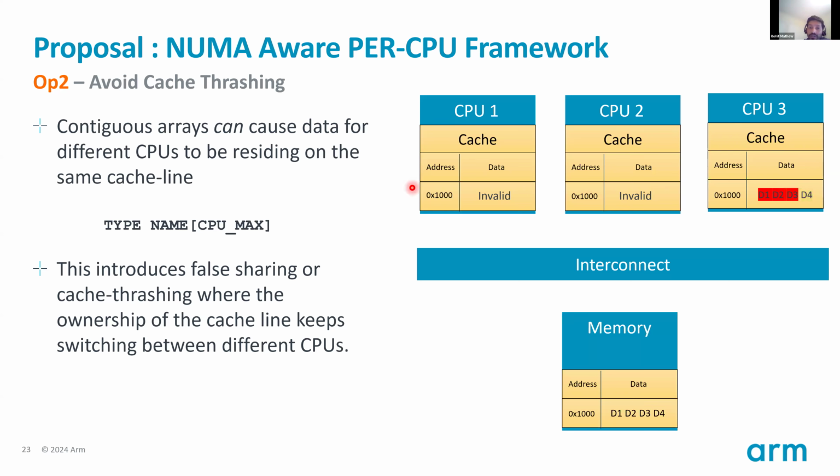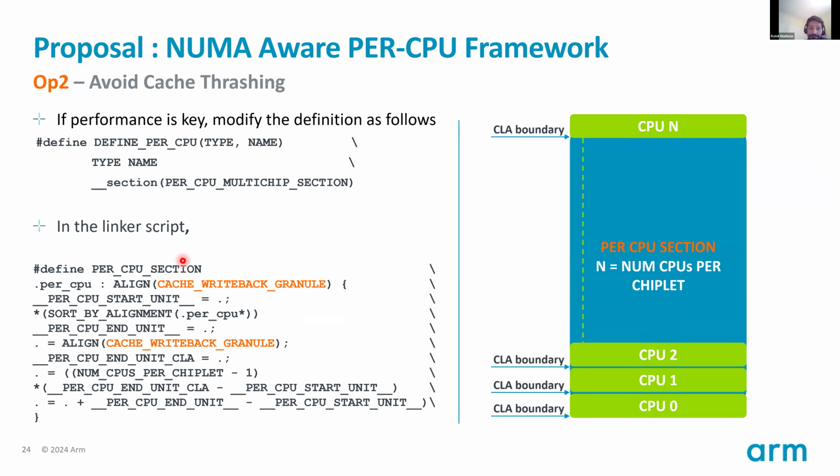So think of a case where we have hundreds of CPUs, and we have to sequentially modify it, or a case where the cache line is shared. The cache line keeps switching between CPUs, and this is something we want to avoid.